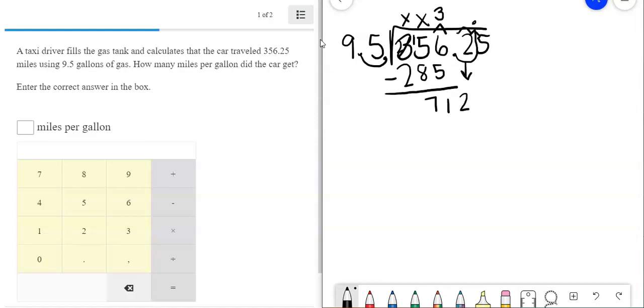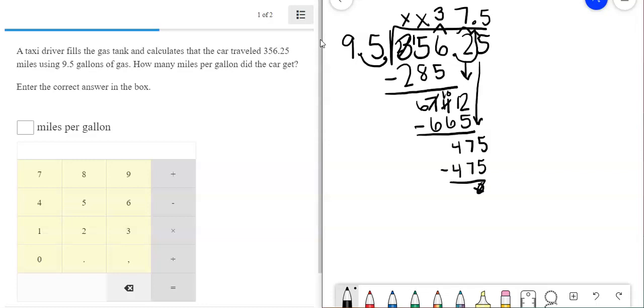Now, 95 can go into 712 7 times, because 95 times 7 is 665. I need to borrow. 12 minus 5, we get 7. 10 minus 6 is 4. We're going to bring this 5 down, and 95 times 5 is 475.